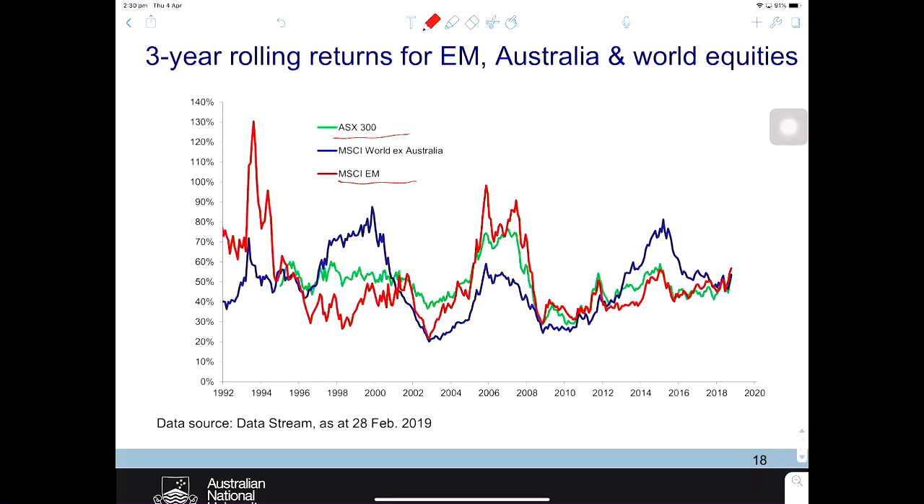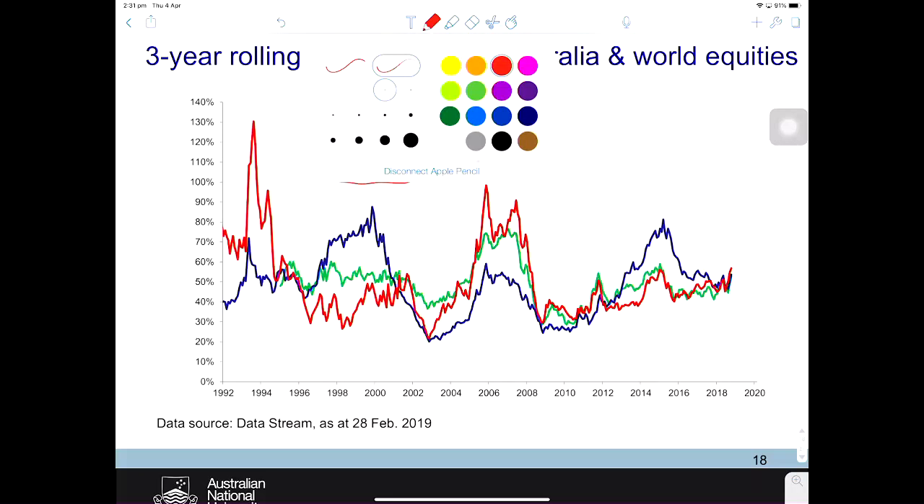When you look at a 3-year performance that represents a medium-term investment horizon, obviously emerging markets tend to be more volatile than Australian equity and the world equity. And it's not hard to understand because of the high risk coming with the investment in emerging markets. And for the Australian equity, that's the green line over here. I'm going to choose a different color.